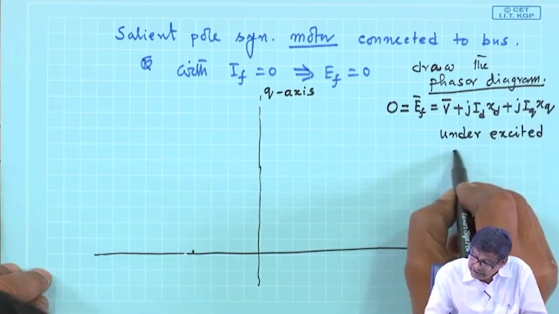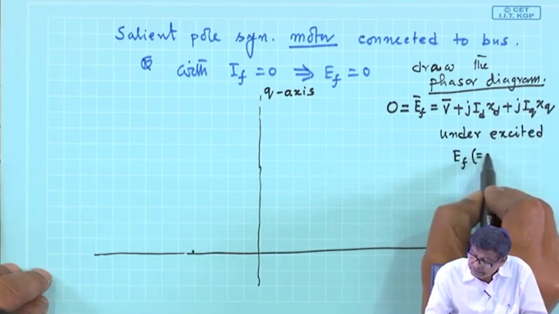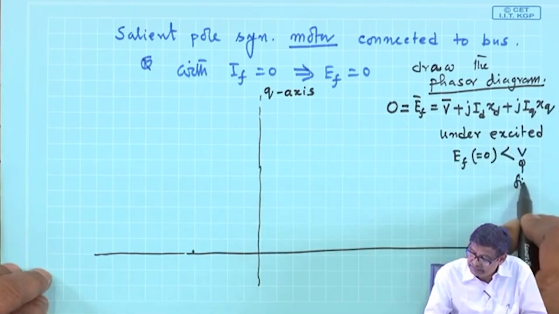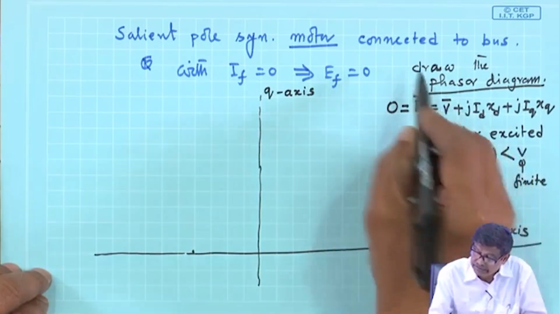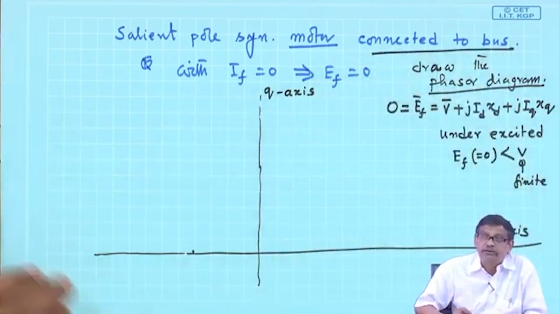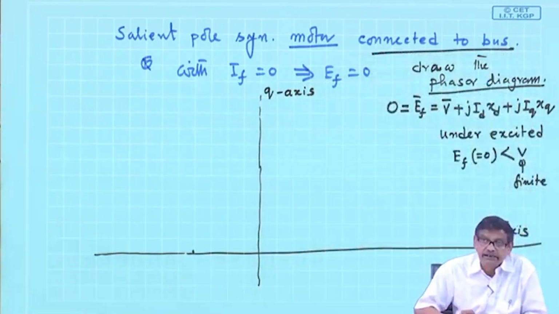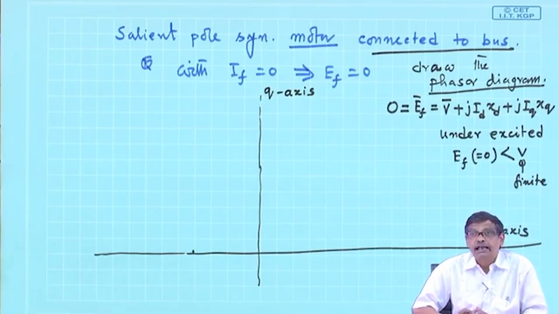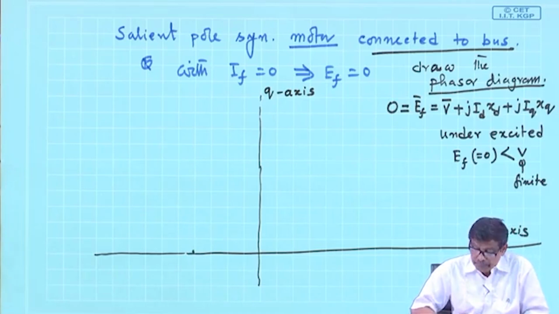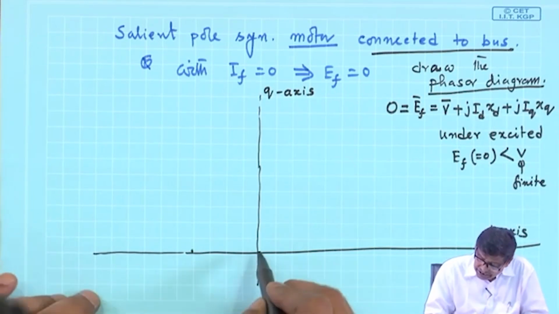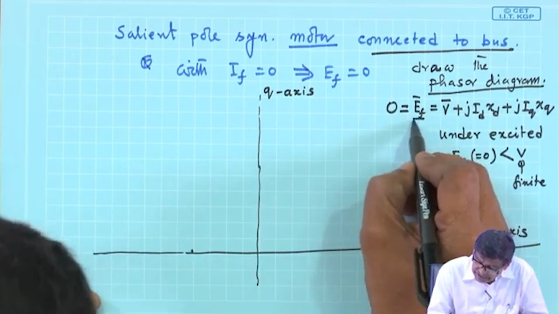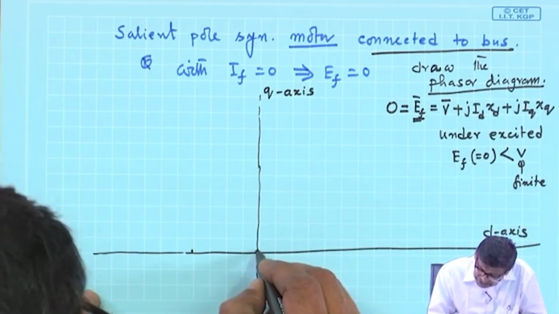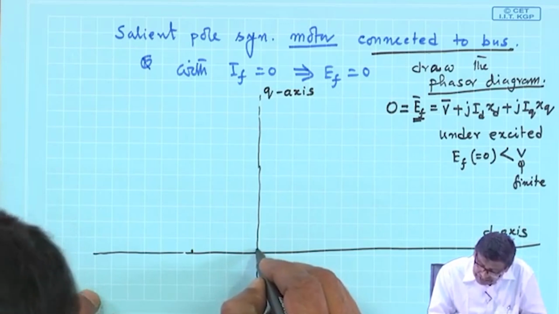Why? Because Ef, which is equal to 0, is less than V, V is finite. Connected to bus, it has got a definite voltage. So, it must be under excited. If it is under excited, then armature current must lag the voltage. So, Ef is vanishingly small, but along q axis. So, it is here a small length, vanishingly small length like this Ef.